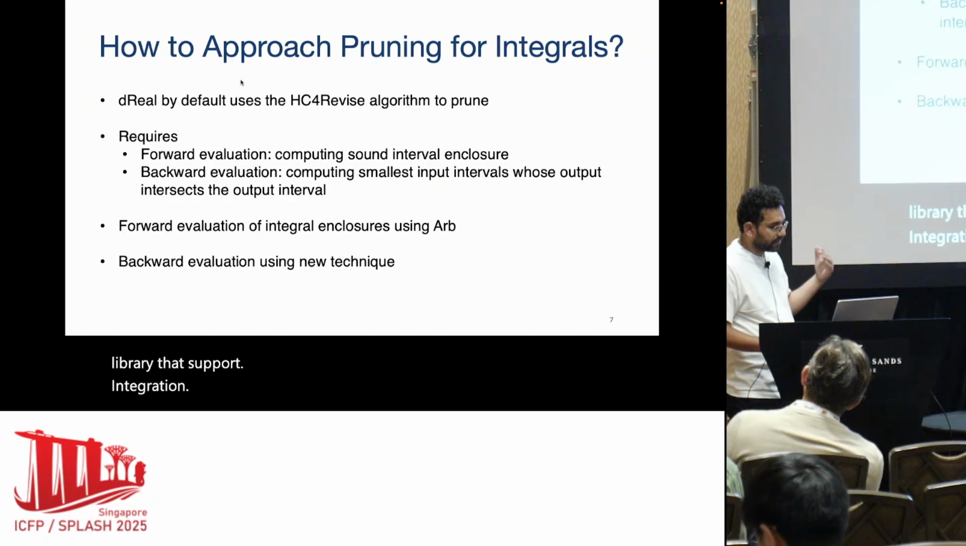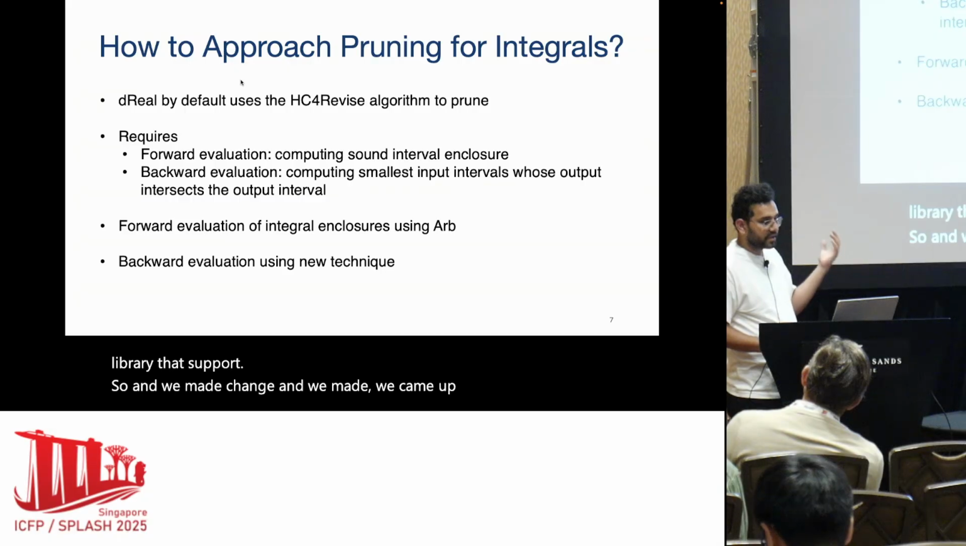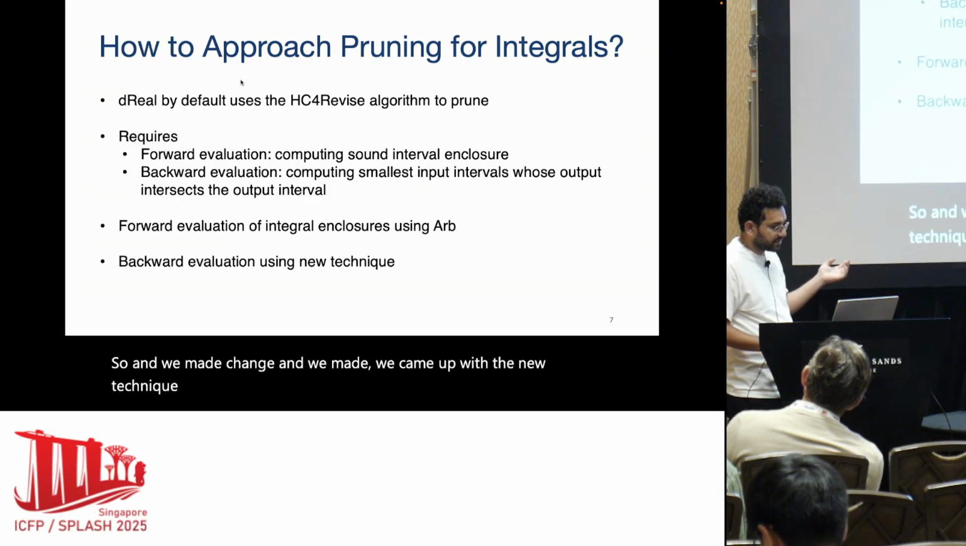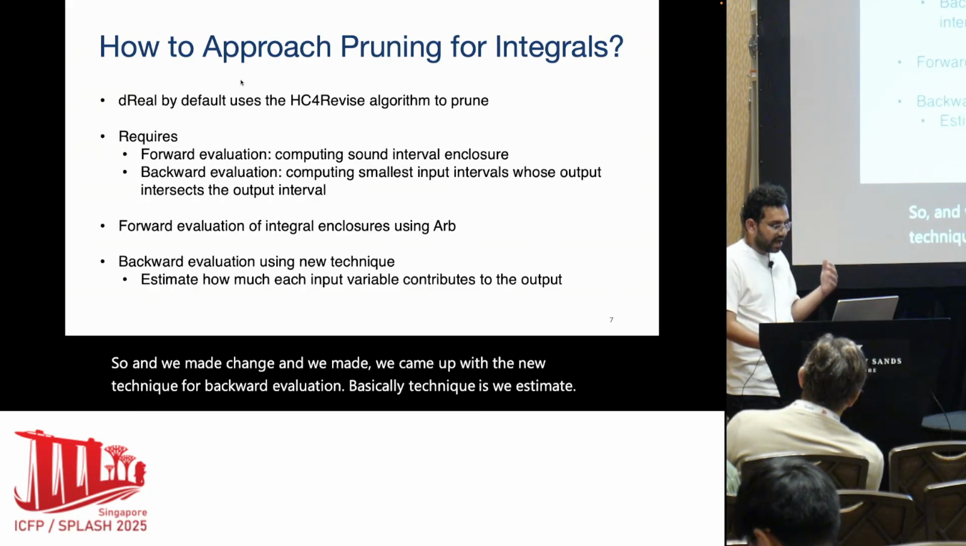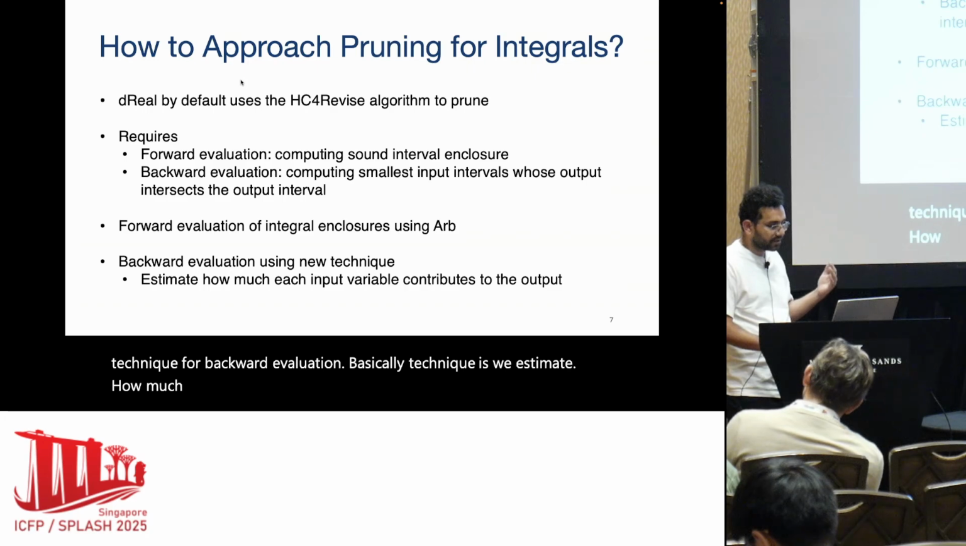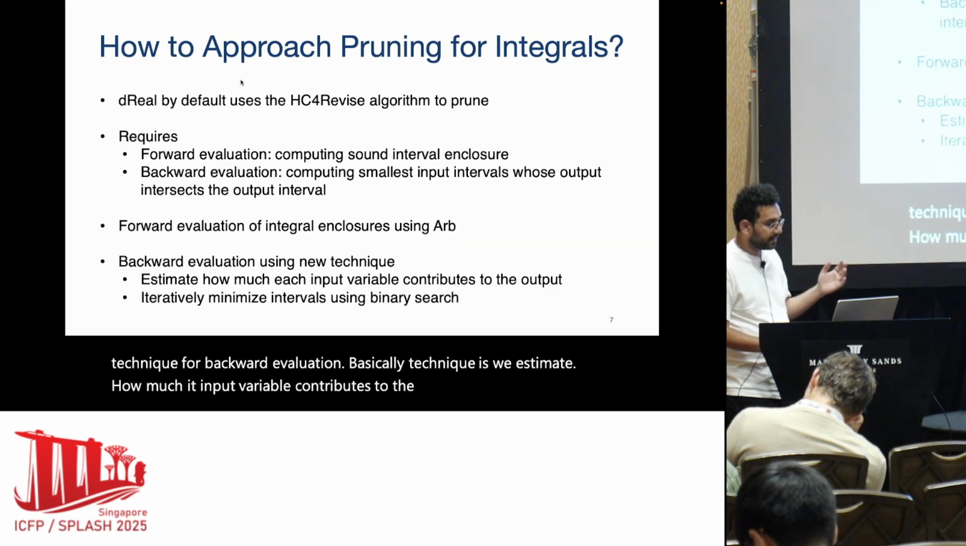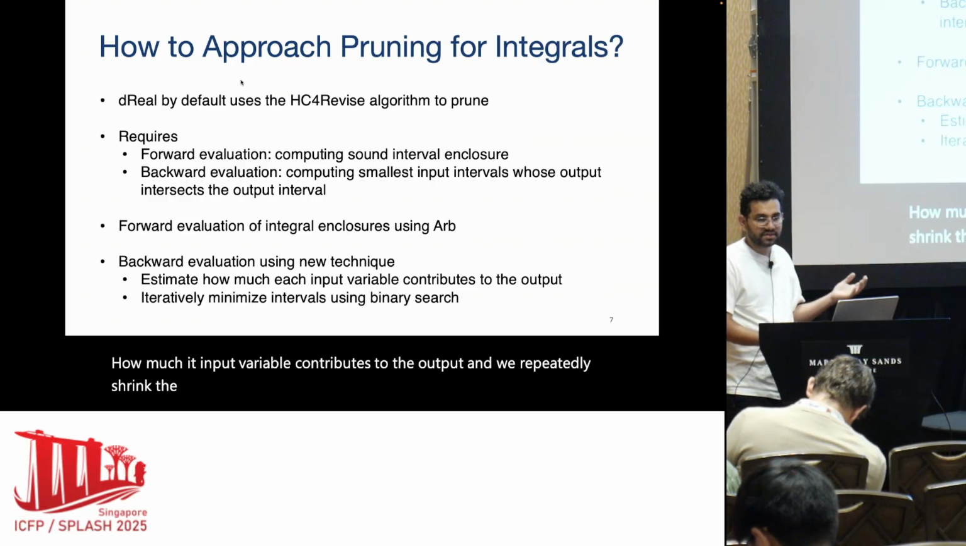And we made changes and came up with a new technique for backward evaluation. Basically, the technique is that we estimate how much each input variable contributes to the output, and we repeatedly shrink the interval using binary search.